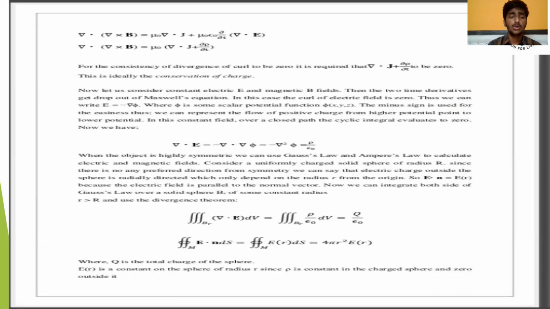Now we can integrate both sides of Gauss law over a solid sphere of some constant radius r greater than capital R and use the divergence theorem. Triple integral over the sphere of delta dot E dV is equal to triple integral of rho by epsilon naught dV, which is equal to Q by epsilon naught. Double integral over the surface of E dot n dS is equal to double integral of E of r dS, that is equal to 4 pi r square E of r, where Q is the total charge of the sphere, E of r is a constant on the sphere of radius r, and rho is a constant in the charged sphere and 0 outside it.